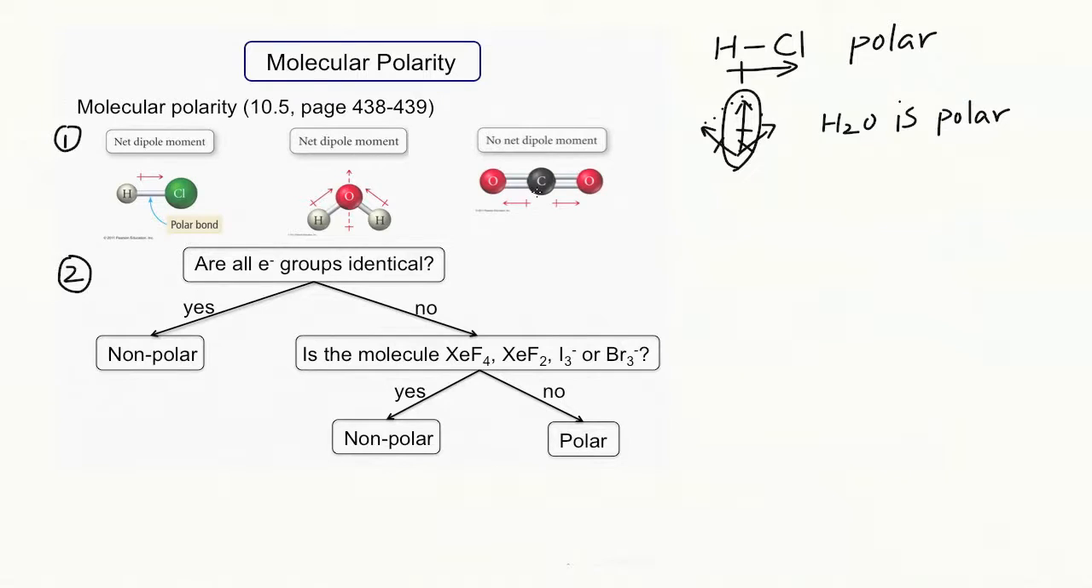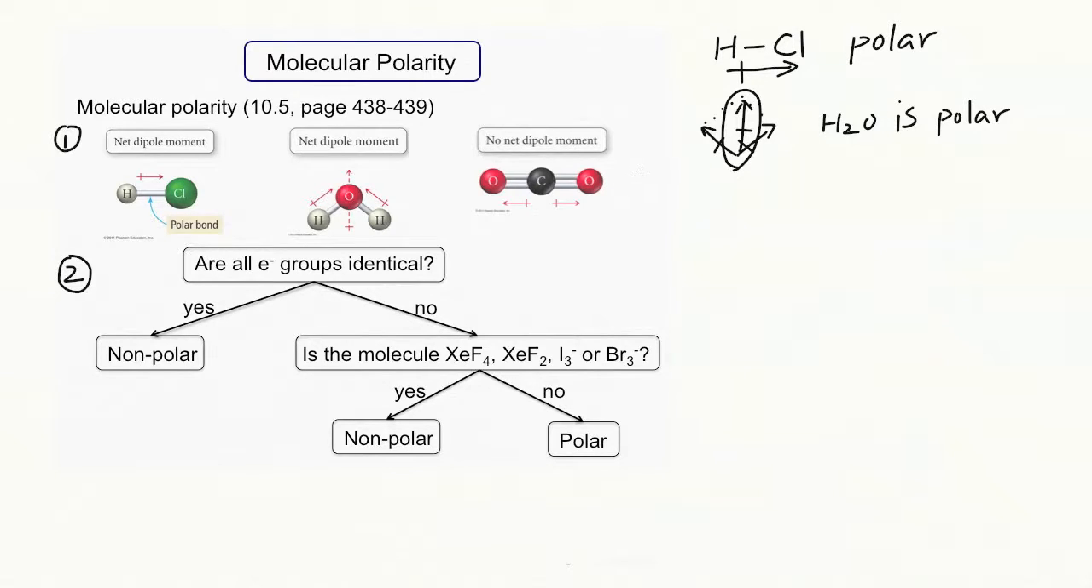And how about carbon dioxide? Carbon dioxide has 2 CO double bonds, and after you identify the bond polarity, you can see that they are pointing in the opposite direction, and when you add them together, they cancel each other out. So the net dipole moment is zero. So this compound is nonpolar, which means the molecular polarity of carbon dioxide is zero. So this is a nonpolar molecule.